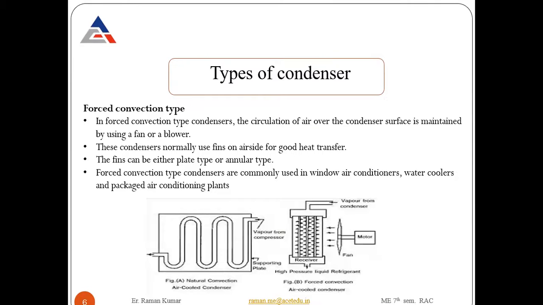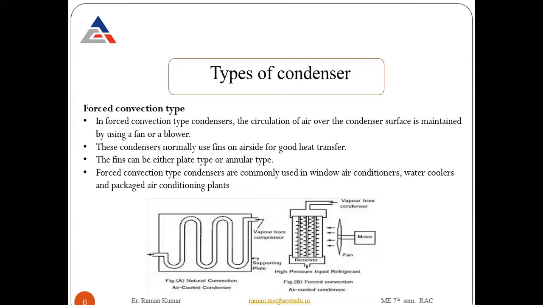Next, we have forced convection type condensers. In forced convection type condensers, the circulation of air over the condenser surface is maintained by using a fan or a blower. The condenser normally uses fins on the air side for good heat transfer. The fins can be either plate type or annular type. Forced convection type condensers are commonly used in window type air conditioning, water cooled and packaged air conditioning plants.